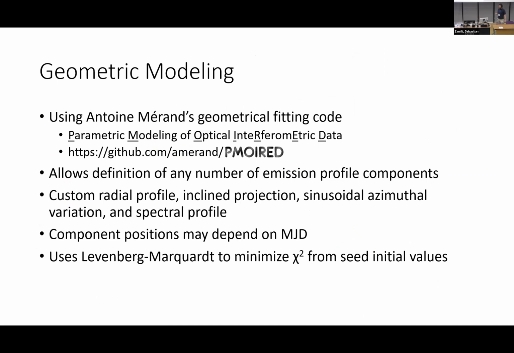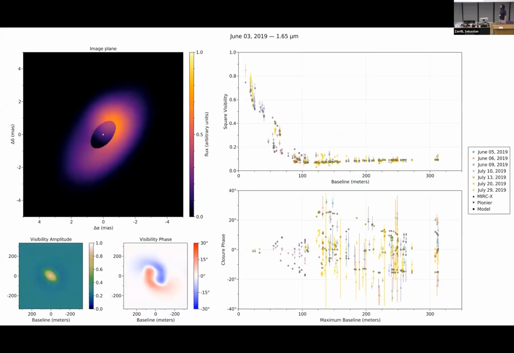So what we've done here is taken this new data set and looked for temporal variations with geometric modeling, using the PMOIRED code by Antoine Merand, which is available on GitHub. And this code allows the definition of any number of components with custom radial profiles, projections, and then sinusoidal variation. And importantly, this code allows the positions of different components to depend on time. And so fitting a number of static models where things don't vary with time doesn't work. But I'll show a few models where we seem to be seeing evidence now for a moving structure.